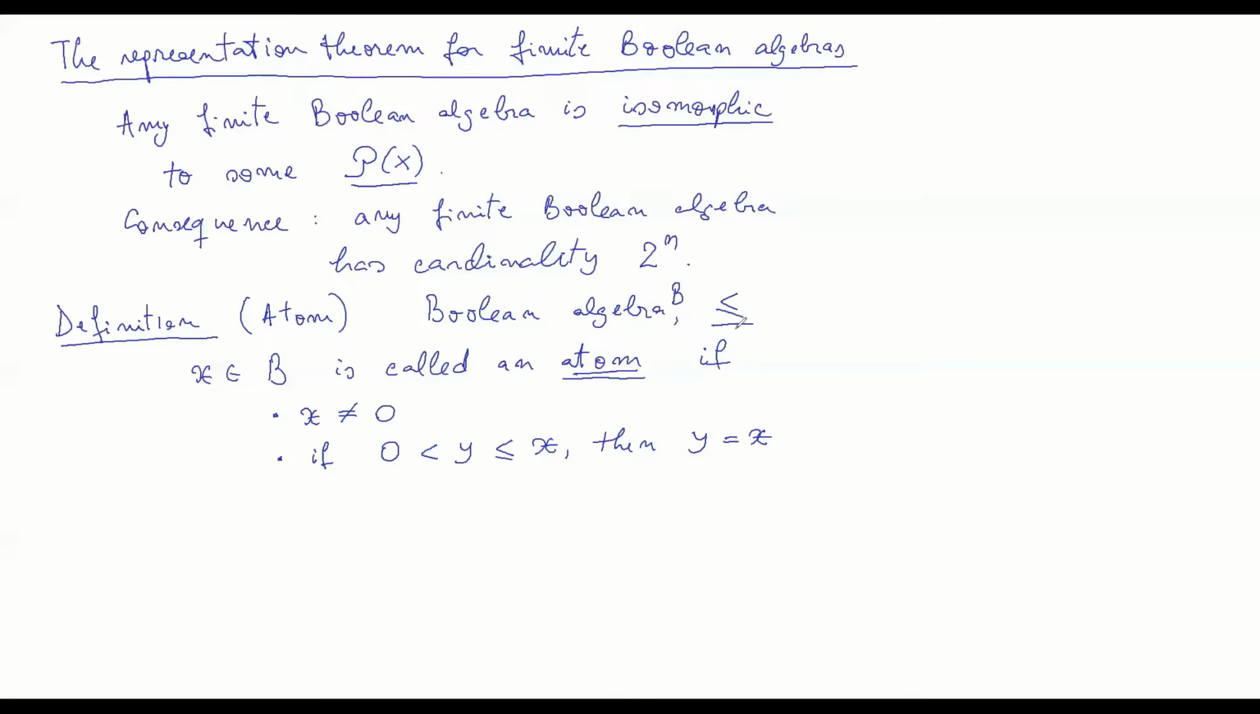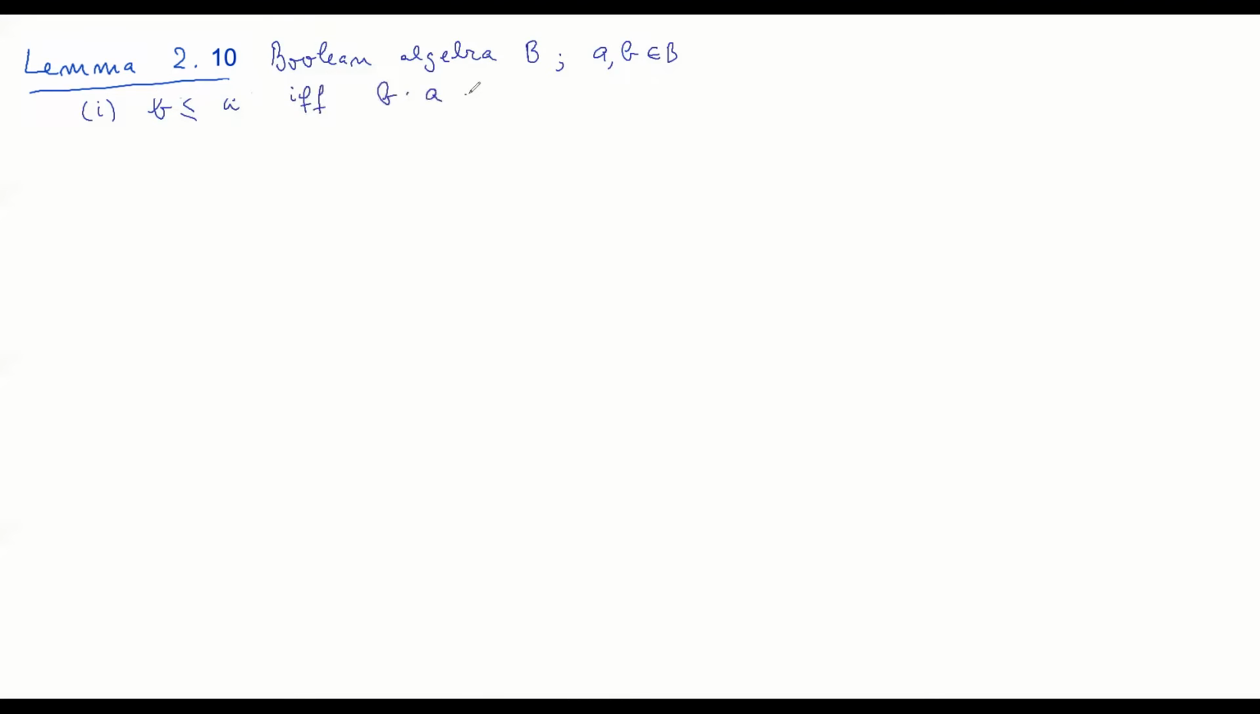And with this concept, I'm ready to formulate these two general results I want to prove before we can talk about the representation theorem. They are Lemmas 2.17 and 2.18 in your lecture notes. I first formulate Lemma 2.17. I have a Boolean algebra B, and I also have two elements a and b in B. And here is the first property that this lemma proposes: b is smaller than or equal to a bar if and only if b times a is equal to 0.